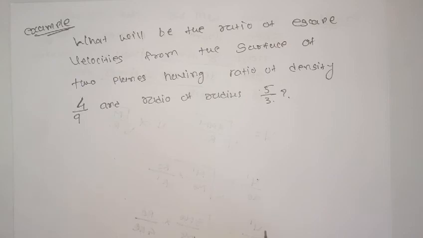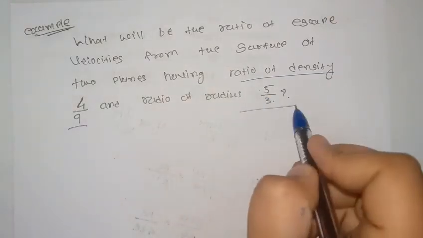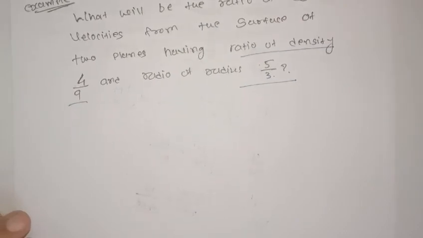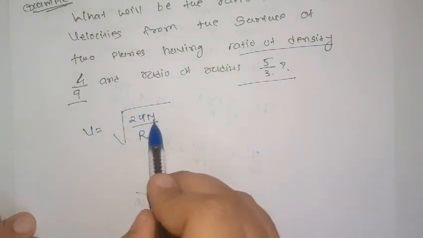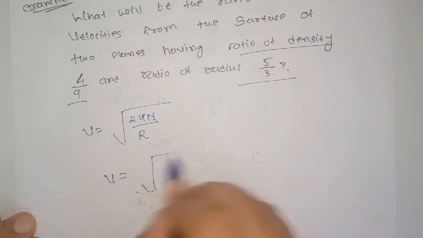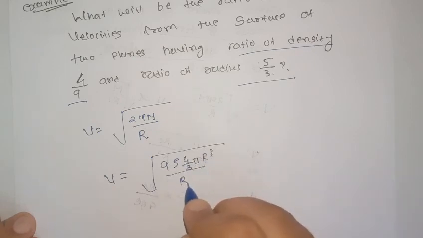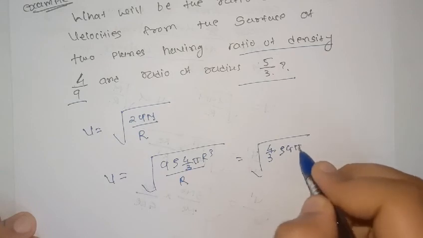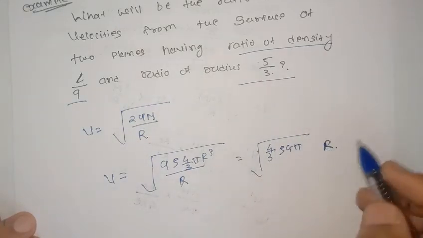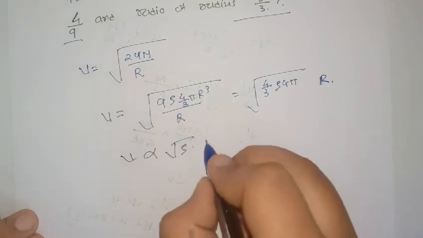In this question, we want to find the ratio of escape velocities from the surface of two planets having ratio of density as 4:9 and the ratio of radius as 5:3. The escape velocity from the surface of any planet is given by under root 2GM upon R. If we write this mass as density into volume, so V will be equal to under root 2G rho 4 by 3 pi R cube divided by R. That will be equal to under root 8 by 3 rho G pi R square. From this we can write that V is directly proportional to root rho into R.